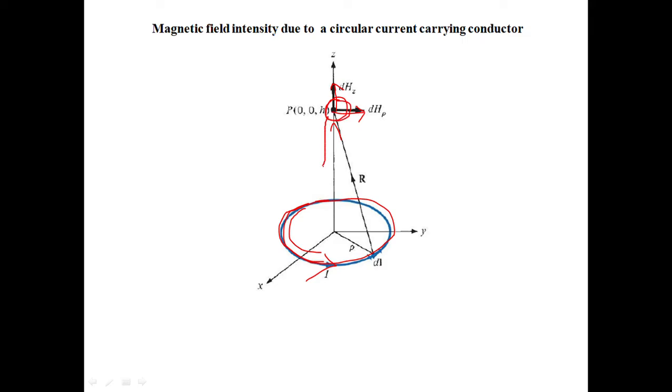We'll take this height as h from the origin, so the coordinates of this point will be 0, 0, h. The radius of this circular ring is rho. Again, we cannot take the whole circle, so we take the differential length dl. The coordinates of this differential length will be rho, phi, 0, z also 0. So final minus initial, it will be h a_z cap minus rho a_rho cap.